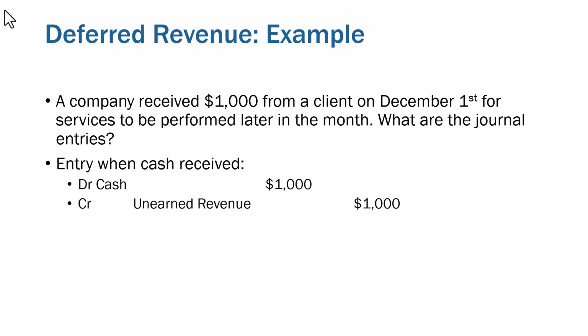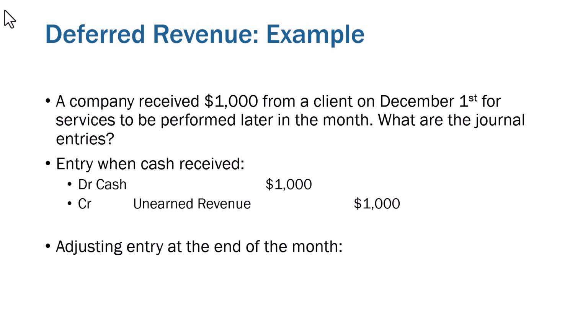All right. So when it got the cash, it needs to record the cash, right? It needs to debit the cash, but then it also needs to credit something. It's not going to credit a revenue account here. It's going to credit unearned revenue, which is a liability because the company has a liability. It owes the client some services. And if it decides not to perform services for the client, it's going to owe the client their money back.